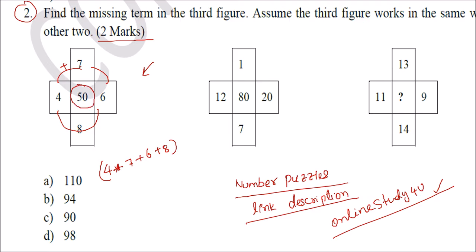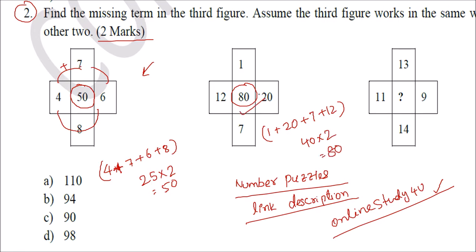So I added all the numbers outside. 4 plus 7 is 11, 11 plus 6 will be 17, and 17 plus 8 will be 25. Then they have multiplied by 2, which is 50. So the outside gives you the inside value. Again, I will add everything: 1 plus 20 plus 7 plus 12. So 21, 28, and 28 plus 12 will be 40, and 40 into 2 will be 80.